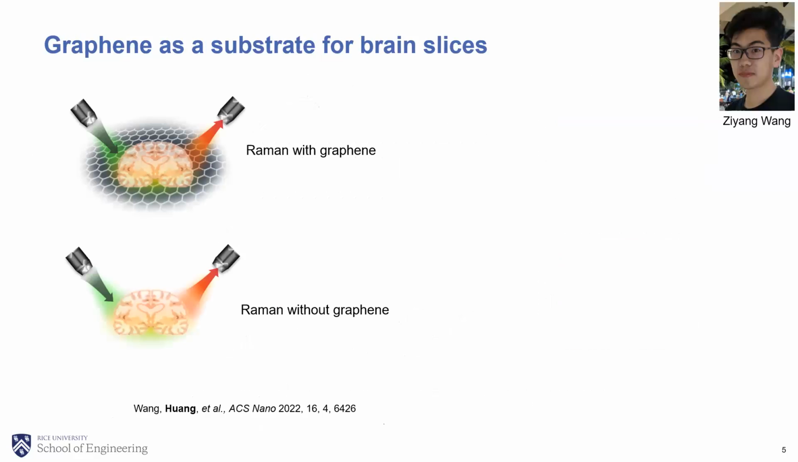So now we're wondering how 2D material can help with this process. In our measurements of brain slices, we contacted a layer of graphene with the molecule, and then we try to understand the signal to noise ratio for the Raman spectrum.